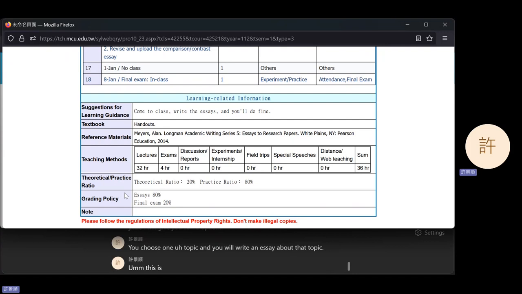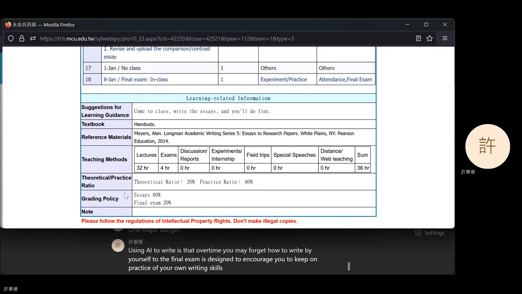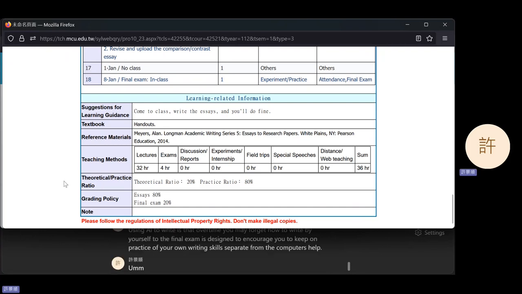This semester, the focus will be on integrating AI into English writing. One major danger of using AI to write is that over time, you may forget how to write by yourself. So the final exam is designed to encourage you to keep up practice of your own writing skills separate from the computer's help. So week 18, come here, choose the topic, 2 hours, no help, only your pen and your paper. That's 20%.